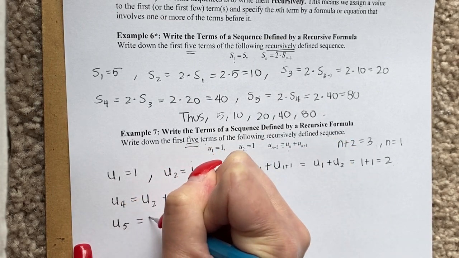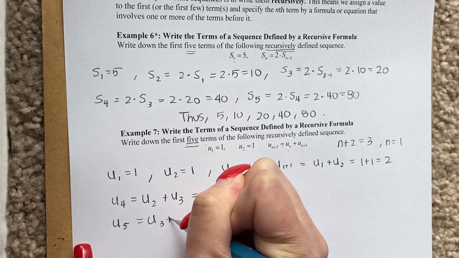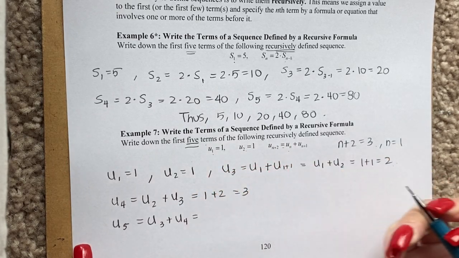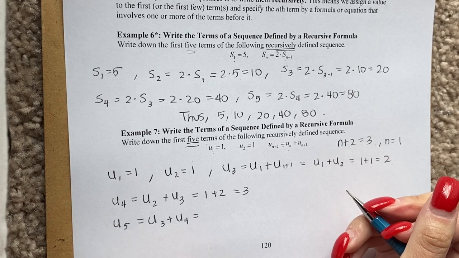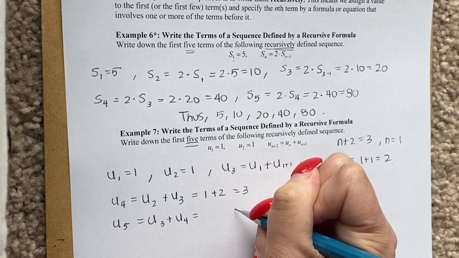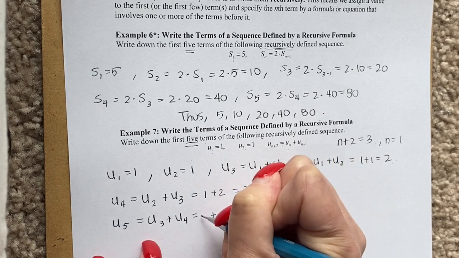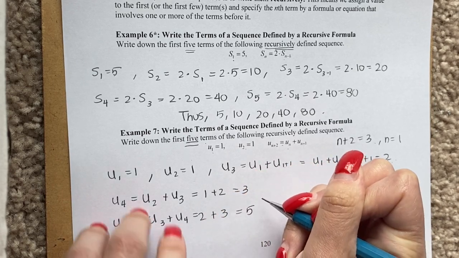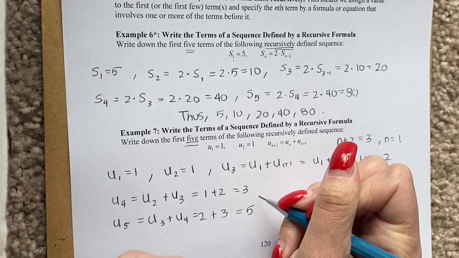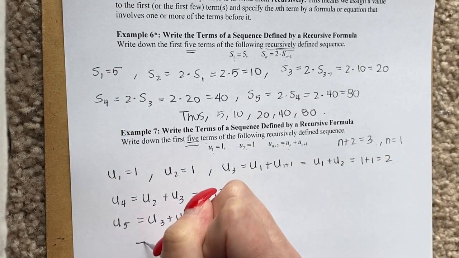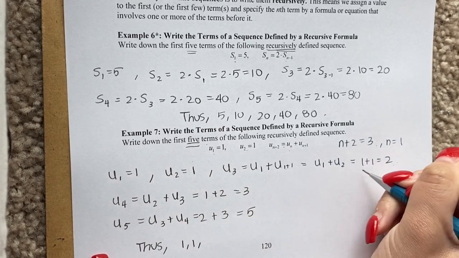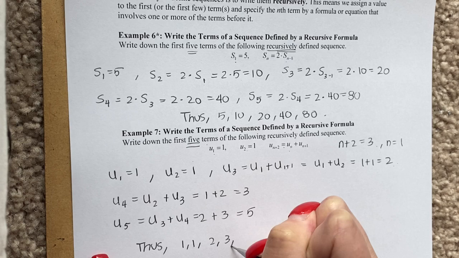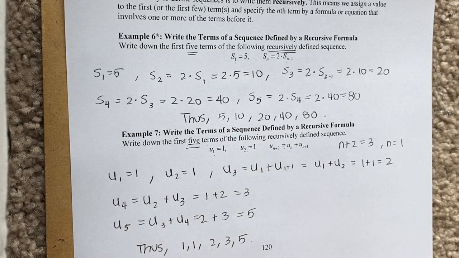u5, my fifth term, is going to be equal to u3 plus u4. And this is going to be equal to 3 plus 2, which is going to be equal to 5. So the first 5 terms are going to be 1, 1, 2, 3, 5. Those are the first 5 terms.